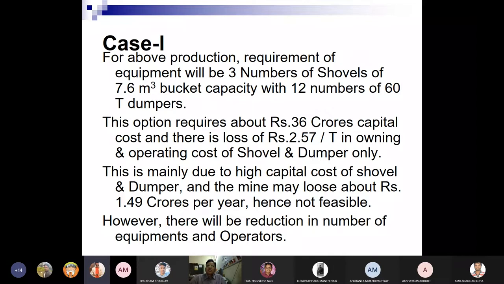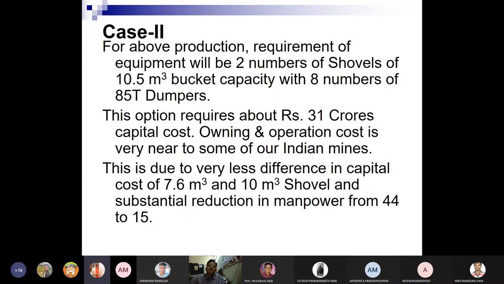For the above production, the requirement of equipment will be 3 shovels of 7.6 cubic meter bucket capacity with 12 numbers of 60 ton dumpers. This option requires about 36 crore rupees capital cost, and there is a loss of 2.5 rupees per ton in running and operating cost of shovel and dumper only. This is mainly due to the high capital cost of shovel and dumper, and the mine may lose about rupees 1.49 crores per year, hence not feasible. However, there will be reduction in number of equipments and operators.